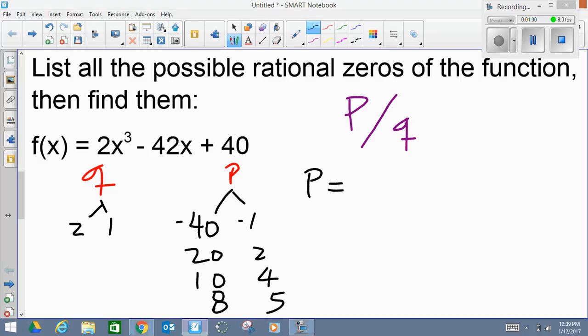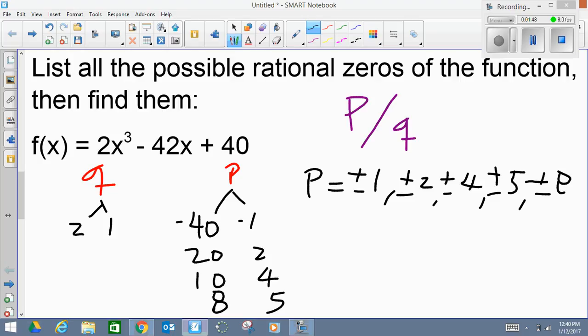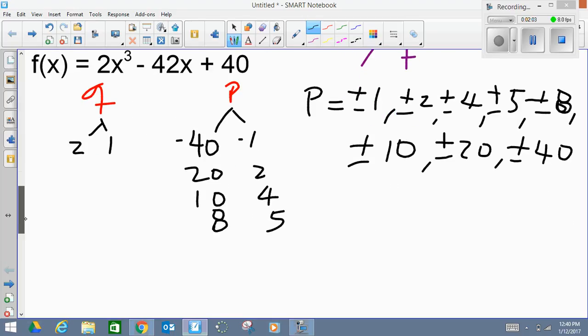So let's write it again. P is going to be plus or minus. I'm going to use the plus and the minus to cover both signs. Plus or minus 1, and I'm going to do it in order. Plus or minus 2, plus or minus 4, plus or minus 5, and it's going to get long. Plus or minus 8. I'm going to go underneath. Plus or minus 10, plus or minus 20, plus or minus 40. All of those are the possible factors for our constant, which is 40. Now let's do Q. Q: plus or minus 1, plus or minus 2, nothing else.